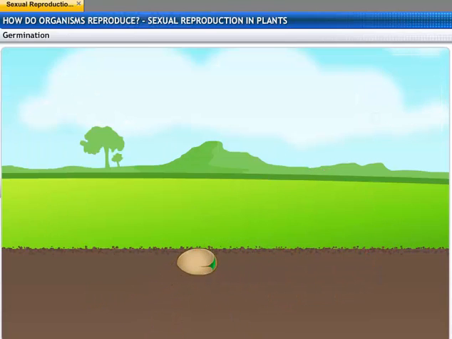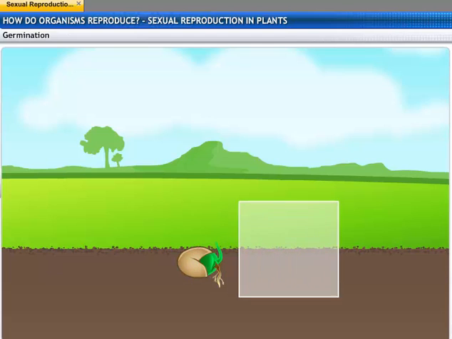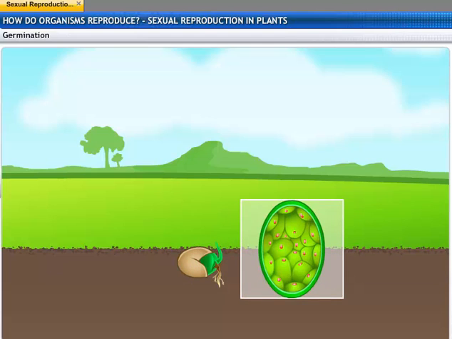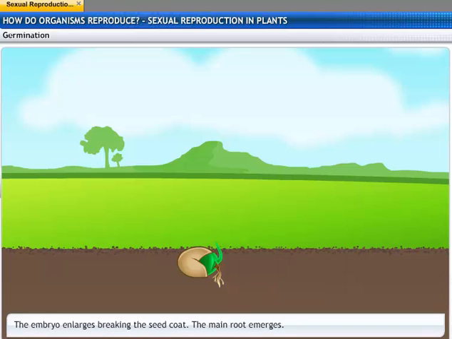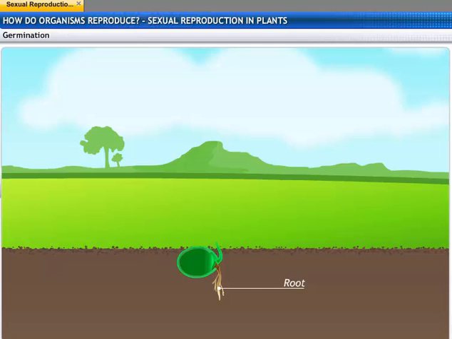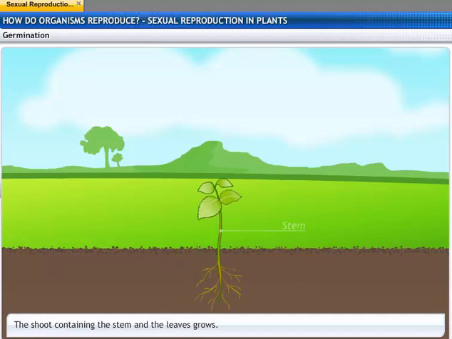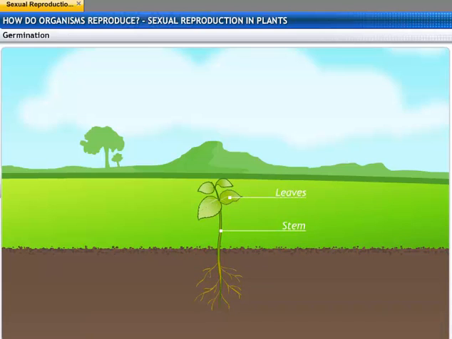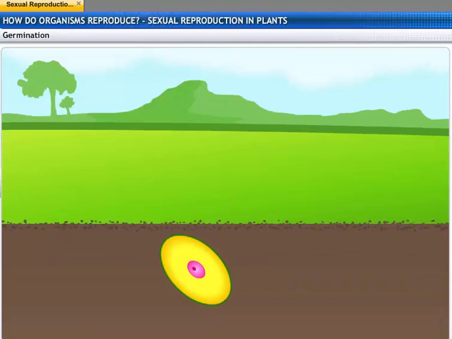Germination begins when the seed starts growing. The first phase shows the embryo's cells enlarging. The seed coat then breaks and the main root emerges. This is then followed by the development of the shoot that contains the stem and the leaves. Are you wondering where the zygote gets the energy to break out of the seed and grow? It derives nutrition from the endosperm or the nutritive tissues surrounding the cell.